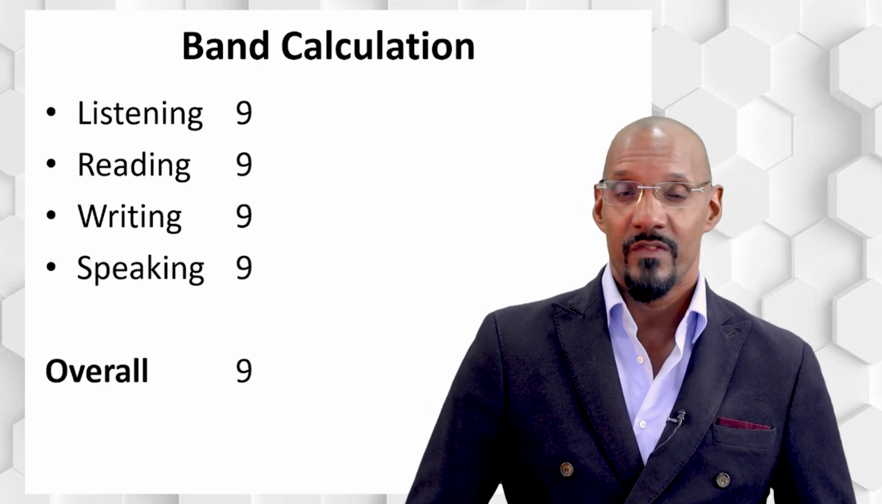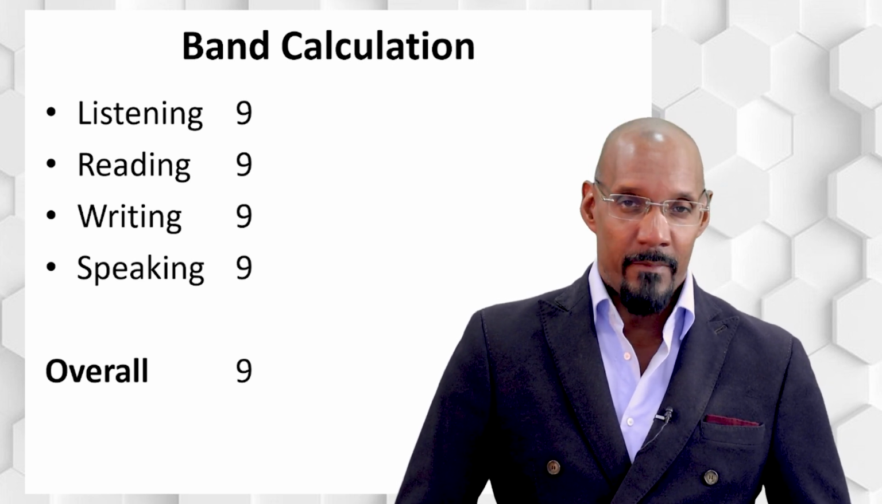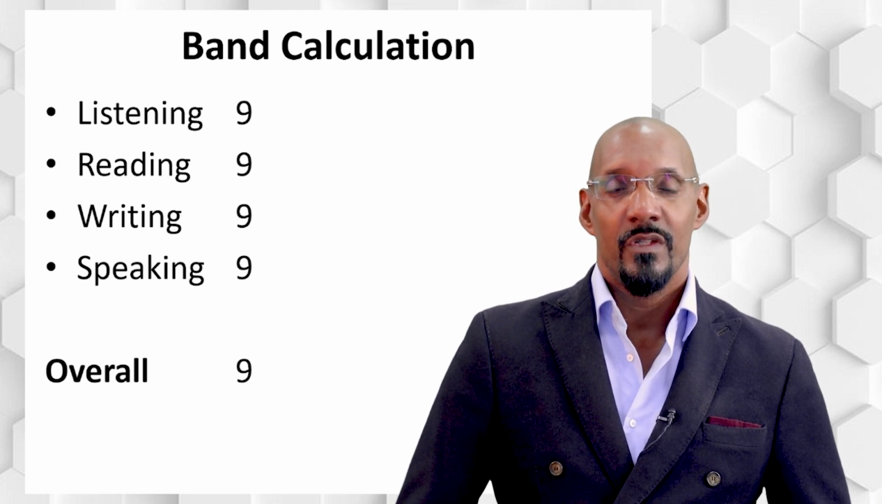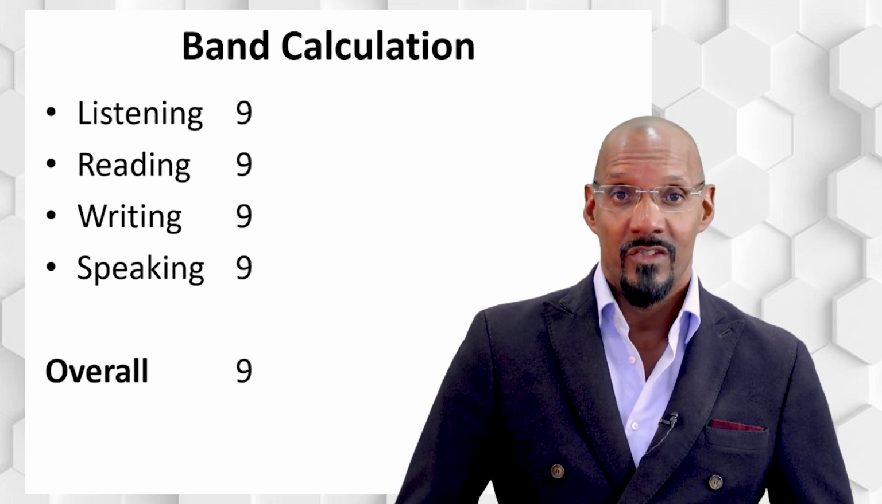So here in this case, we've got 4 9s. 9 times 4 is 36. 36 divided by 4 is 9. And that is your score.